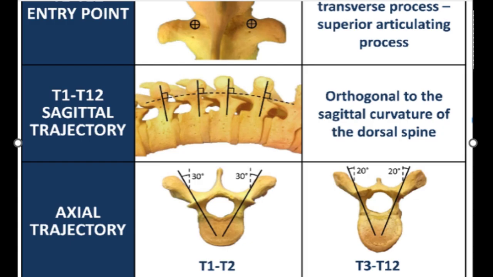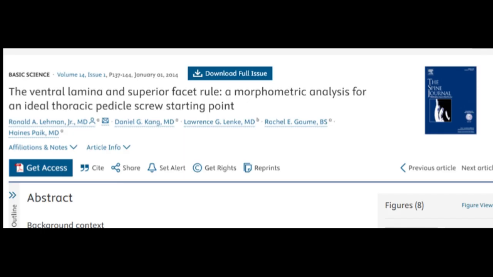So you can note that the angulation should never be more than 20 degrees in any vertebra, especially if you have taken a medial entry point. But here you have taken a lateral entry point. So with a lateral entry point, you have to give at least 20 degrees of medial angulation. There is something called the superior facet rule. This is a paper by Lehman, where they describe the superior facet rule.